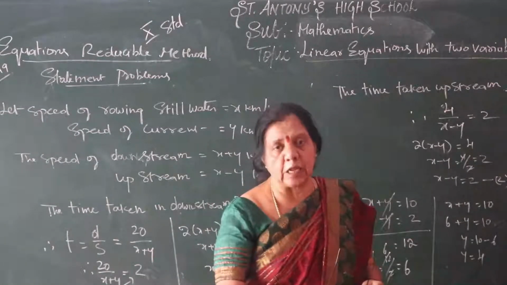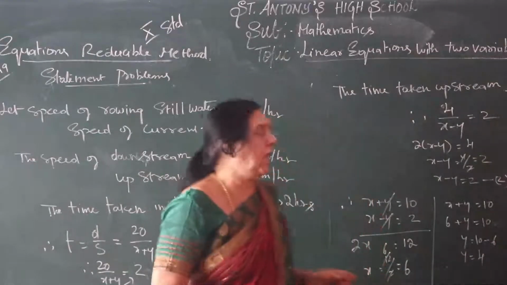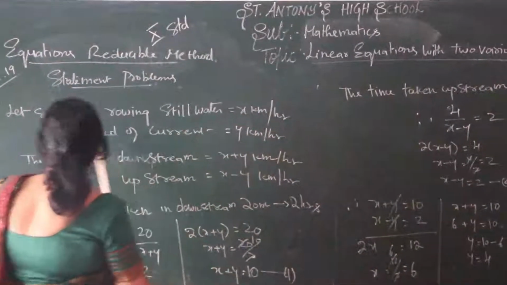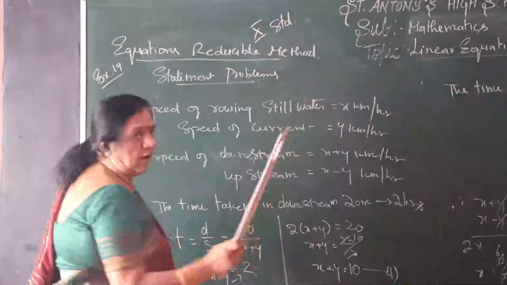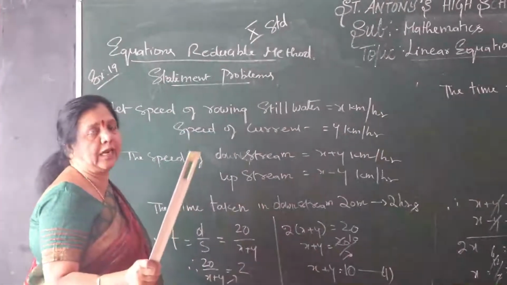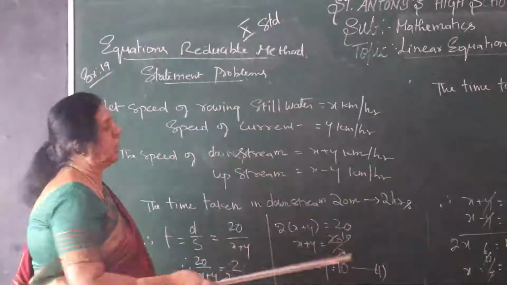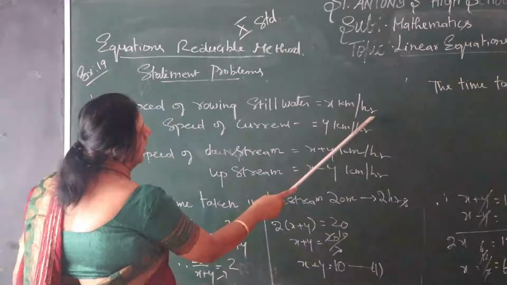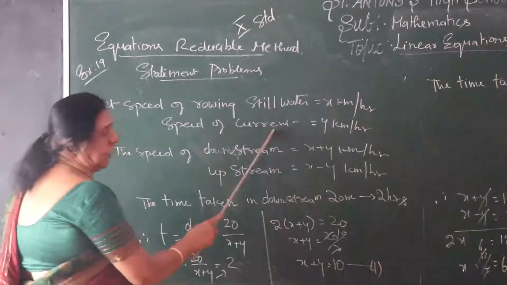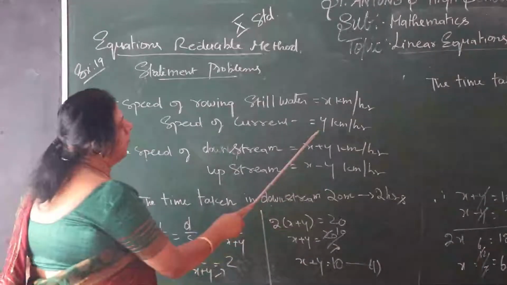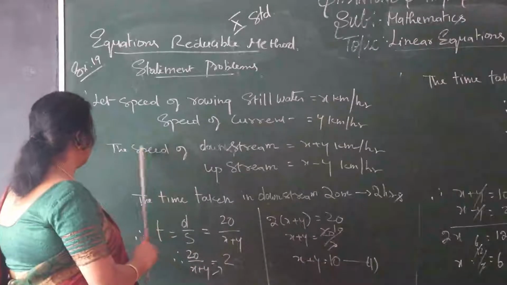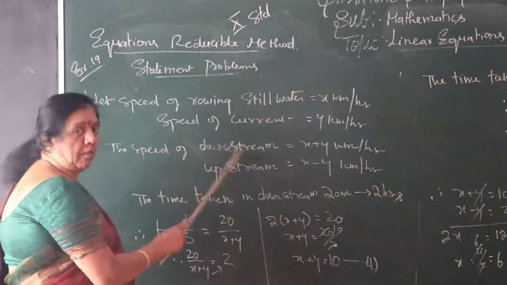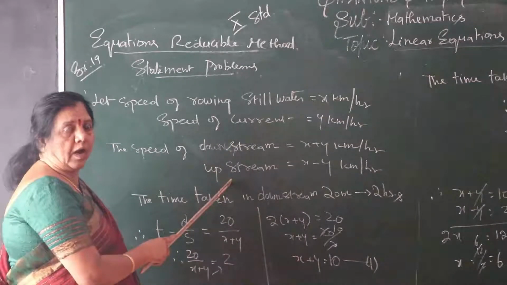Now, what is the solution for this problem? See, I have written. Now, see here. The speed of the rowing in still water, still water I told you, that is x kilometers per hour. Speed of current, running water, we have assumed as y kilometers per hour. So next, the speed of downstream and upstream I taught you.